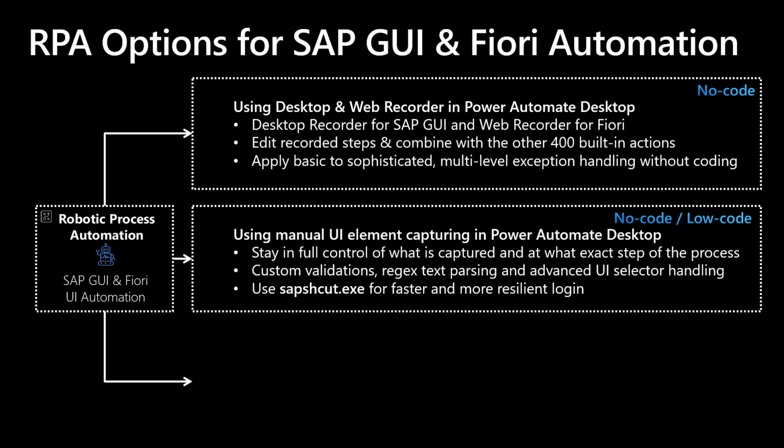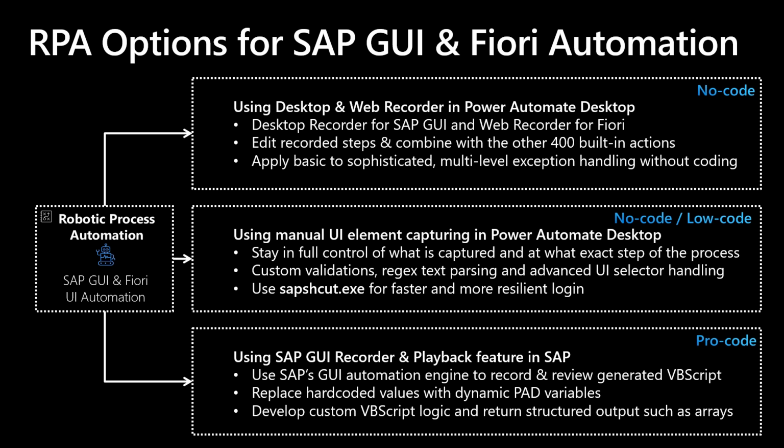Then there's the no-code, low-code category, where you can use manual UI element capturing in Power Automate Desktop, allowing you to stay in full control of what is captured and at what exact step of the process. You can apply custom validation, regular expression, text parsing, and advanced UI selector handling. You can also use SAP Shortcut for faster, more resilient login.